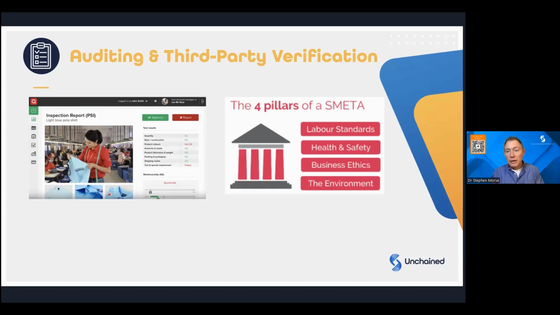Third-party verification, again, is not a perfect process, and there are a whole lot of dynamics around spot audits as well as scheduled audits, but it all helps you build a picture in terms of identifying, assessing and verifying those risks.